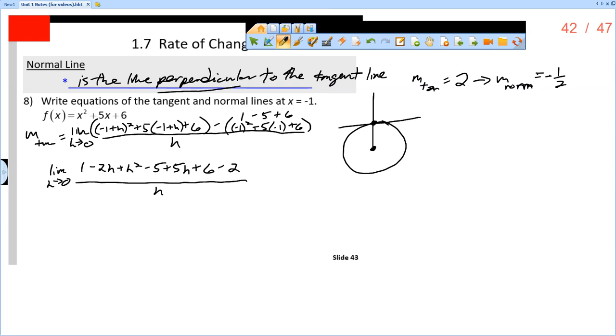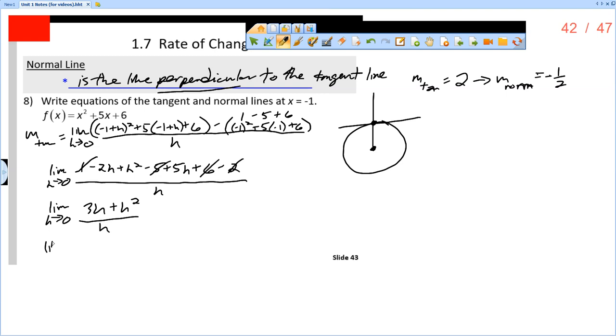Now on the top, we know that everything without h must subtract out, because then h is going to factor and reduce. So I have a 1 minus a 5, which is -4, plus a 6, which is 2, minus 2. So those all do indeed subtract out. And then I also have some h's which can simplify, because I have a -2h and a 5h. So that's going to give me 3h plus h squared, and then divided by h.